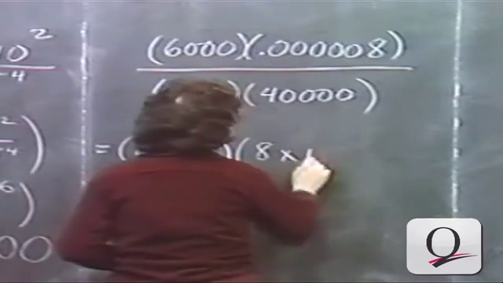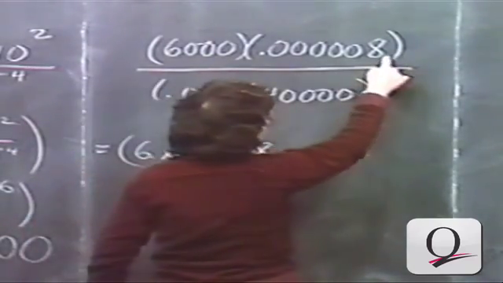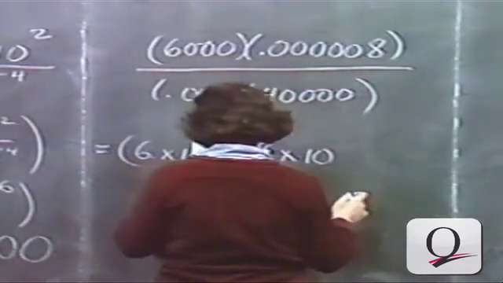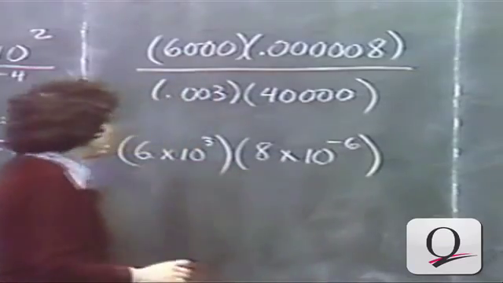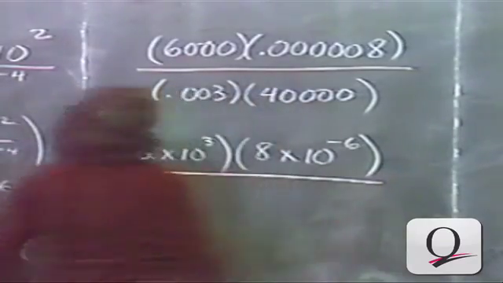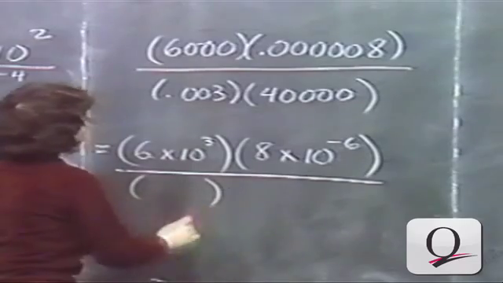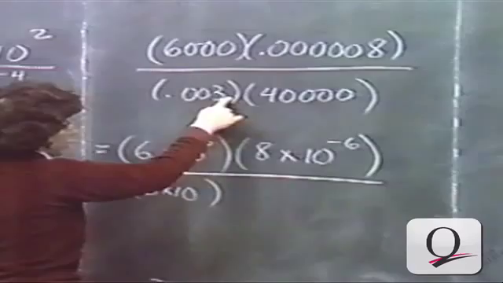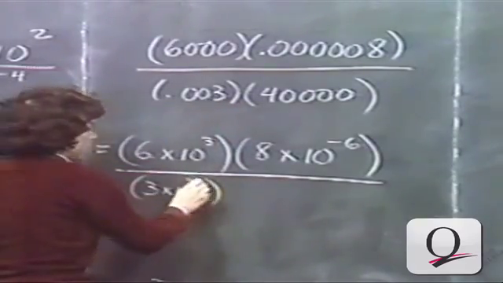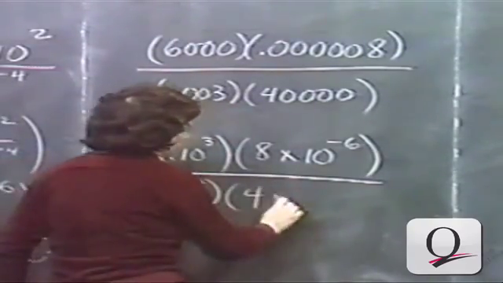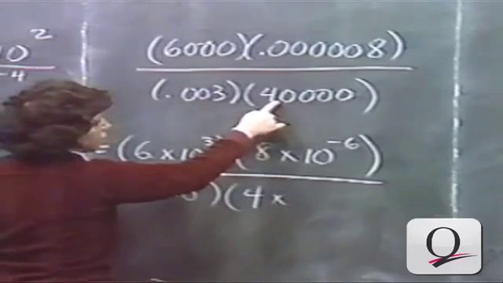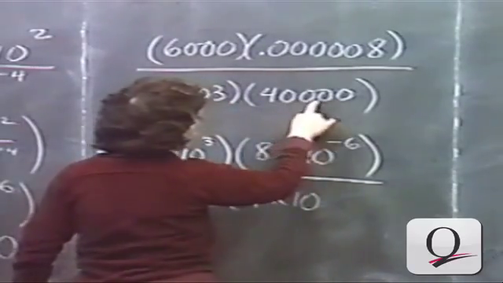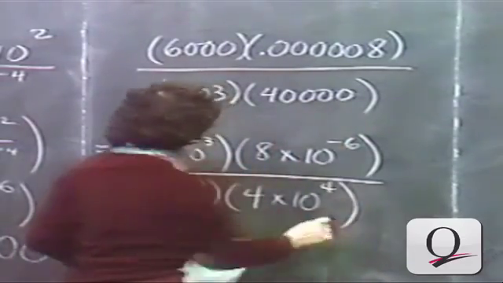0.000008 is 8 times 10 to, let's see, now if the decimal were here, we'd have to move it back 1, 2, 3, 4, 5, 6 places to the left. So we have 8 times 10 to the minus 6. 0.003 is 3 times 10 to, let's see, if you had the decimal here, you move it 1, 2, 3 places to the left. And finally, 40,000 is 4 times 10 to, let's see, we move the decimal 1, 2, 3, 4 places to the right.